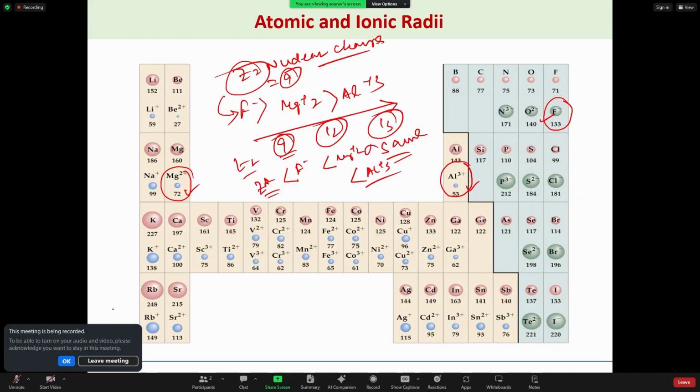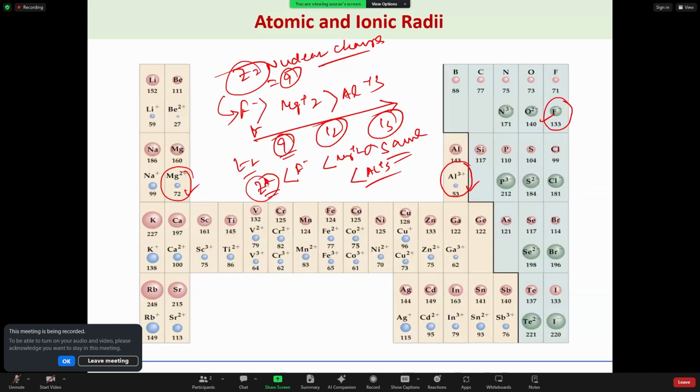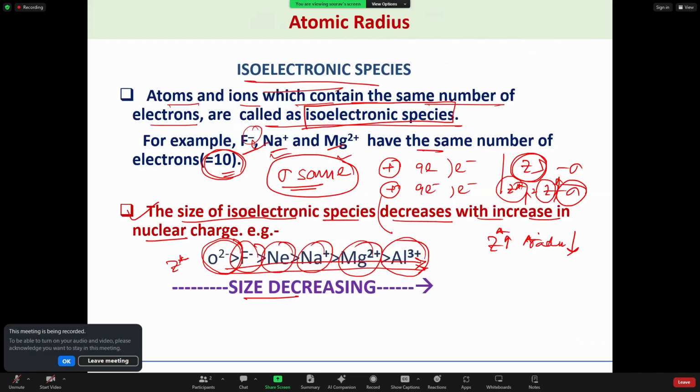This is the Z star. When the Z star is very less, then the atomic radius will be high. That's why the size of the species follows that order. Oxygen also has a low Z, which is 8, so the Z star will be very less, and when the Z star is very less, the atomic radius will be high. So this is for the isoelectronic case.